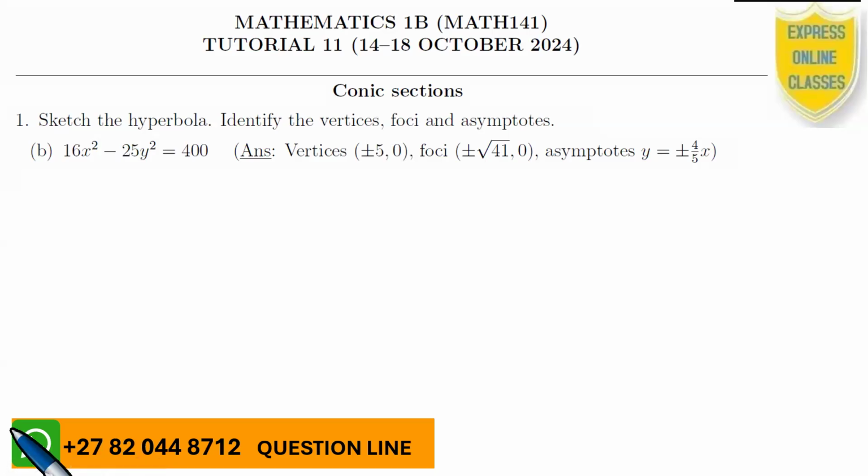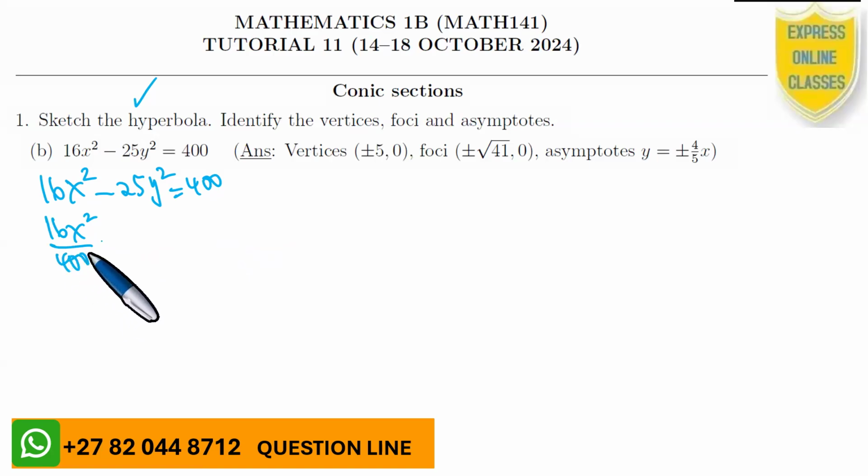Okay, now with this. Right, so we have exactly this. Okay, now let's look at this one. To look at this one now, you need to sketch it: 16x squared minus 25y squared, equated to 400. Then you divide by 400.